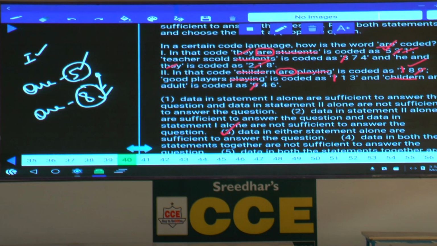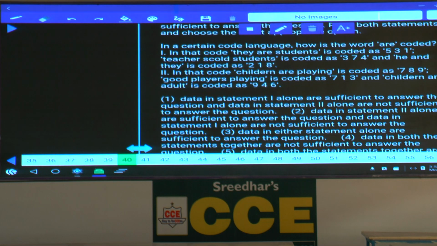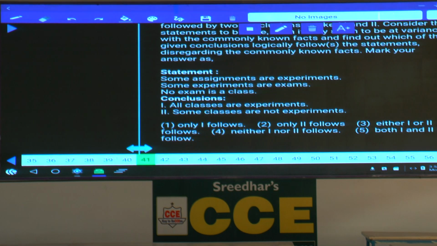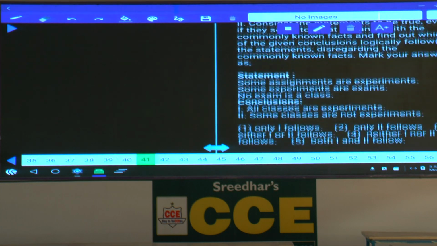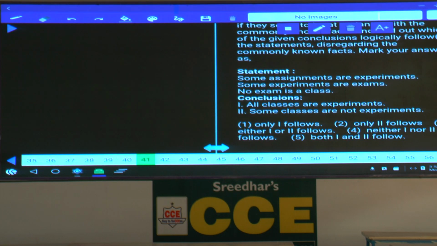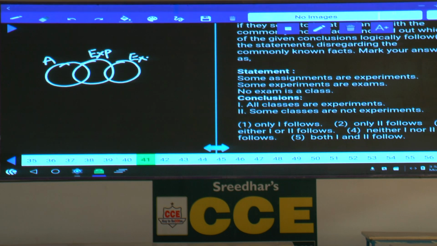Then question numbers 41 to 45. Now in this 41 to 45, these are based on what? Syllogisms. Now in this syllogism, the first one is what? Some assignments are experiments. Some of the assignments or experiments can be written like this. Some assignments are experiments. Some experiments are exams.